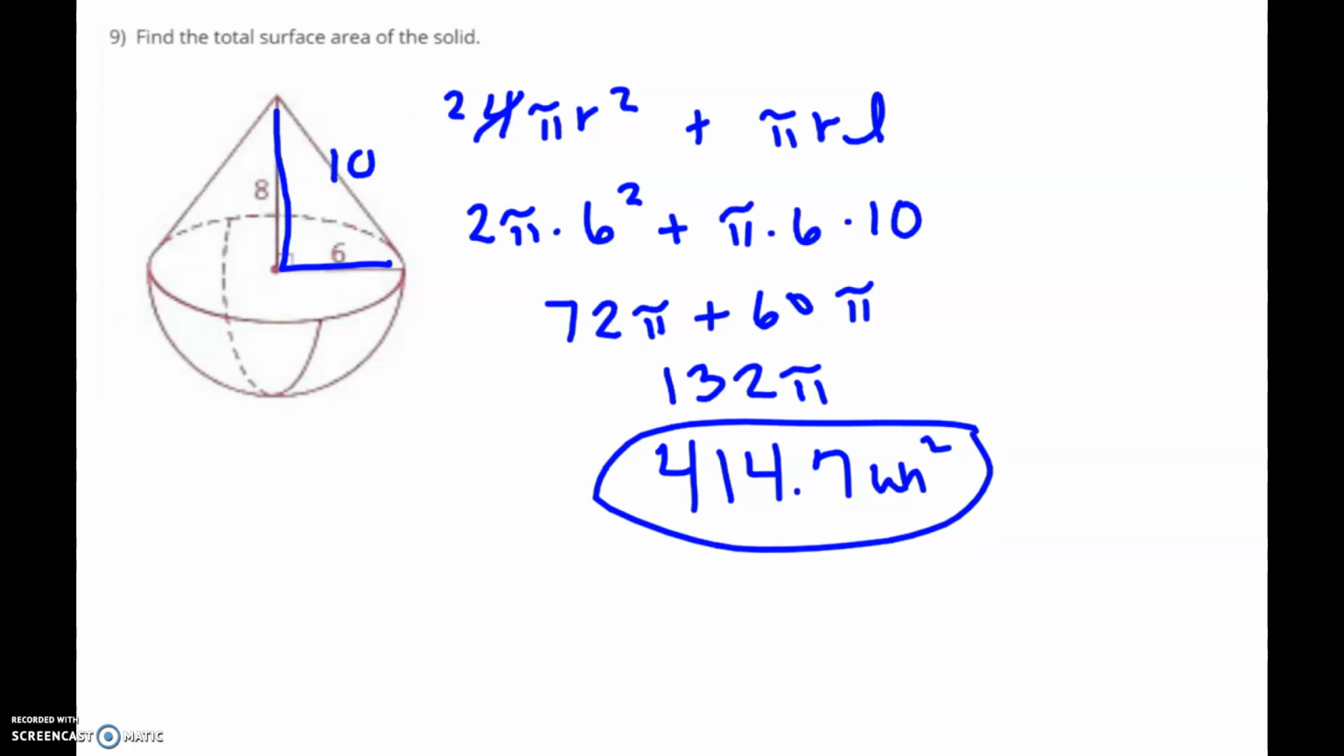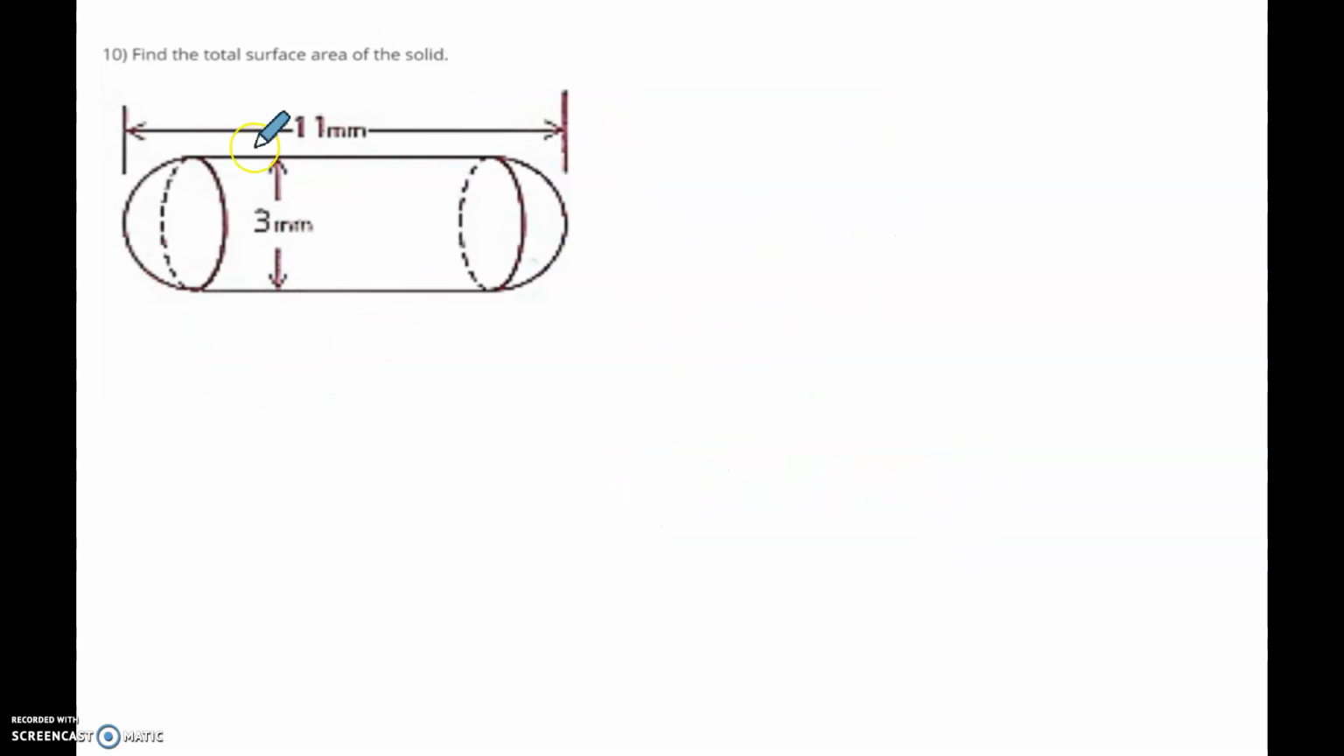And for number 10, our last one, we also had a composite figure. We basically have a hemisphere here and a hemisphere here, obviously making a full sphere, so we have to do 4 pi r squared. And then we have the lateral area of our cylinder. So again, that was circumference, 2 pi r, times our height of our cylinder.